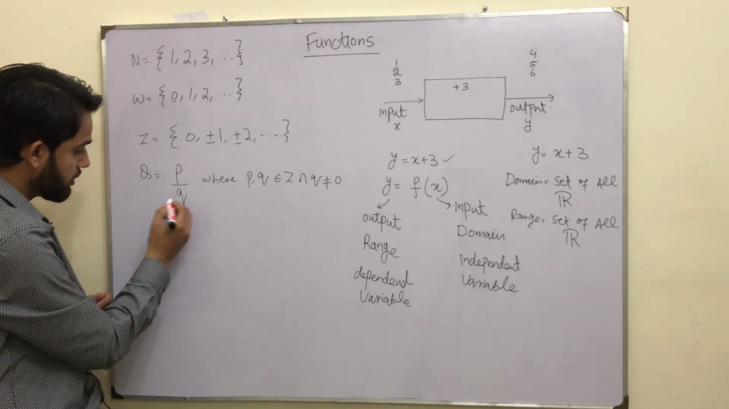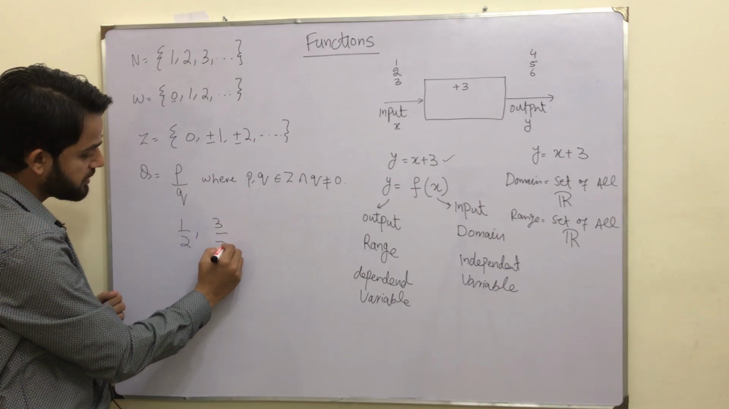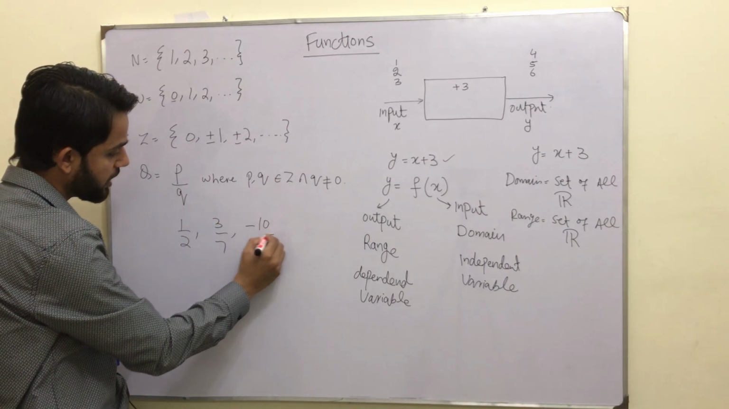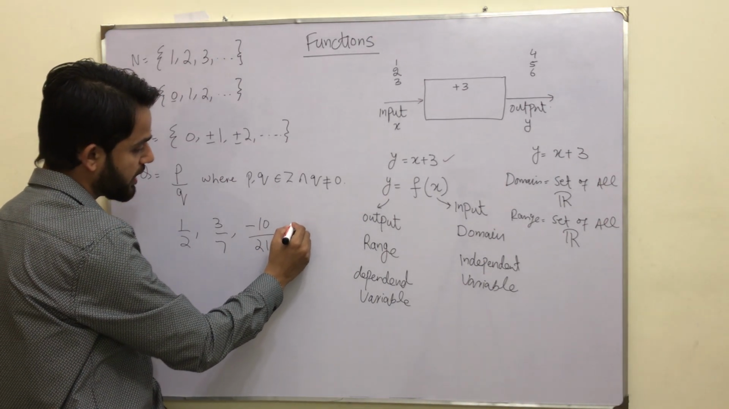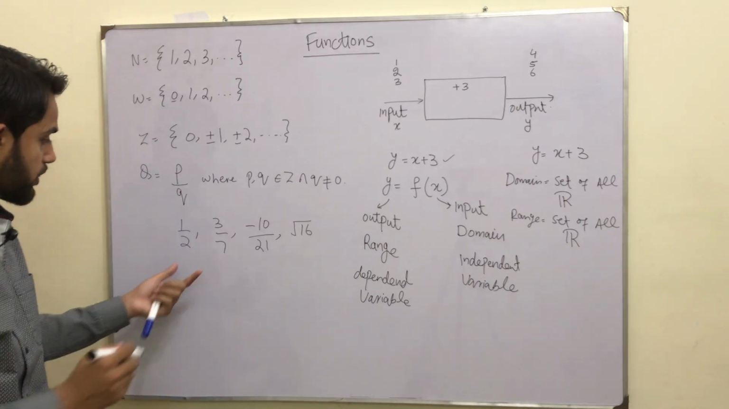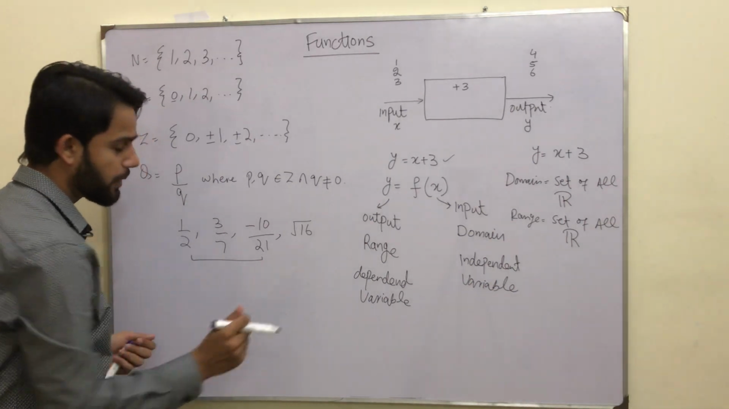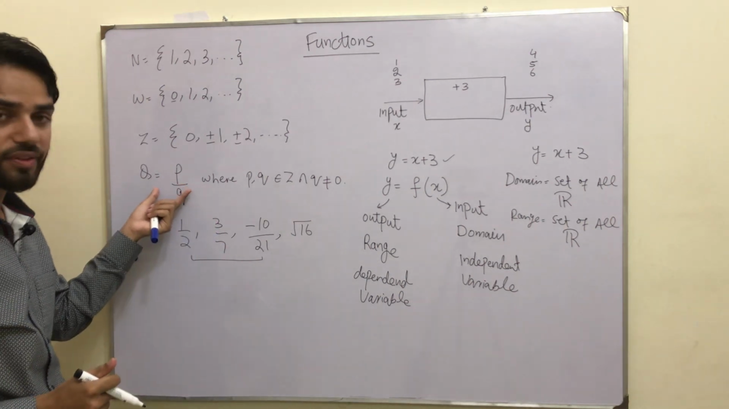Examples of rational numbers are 1 over 2, 3 over 7, minus 10 over 21, and you can take square root of 16 as well. For these, we are perfectly clear that they belong to the set of rational numbers.